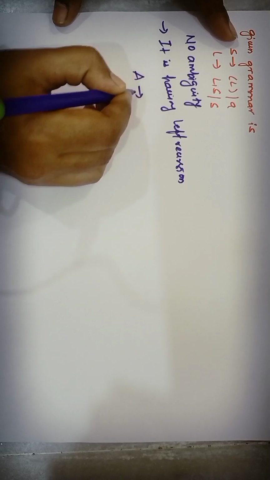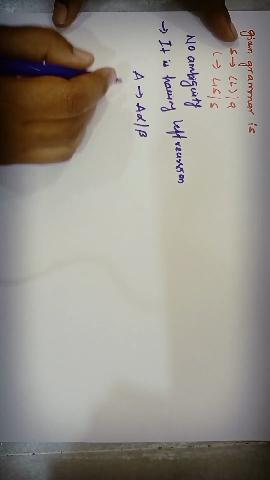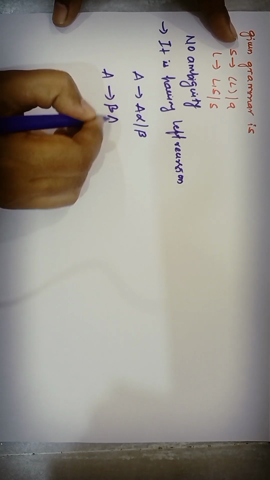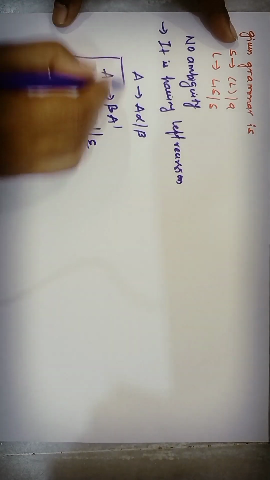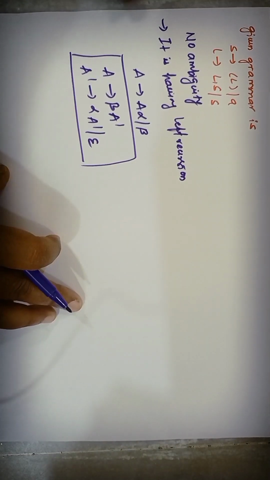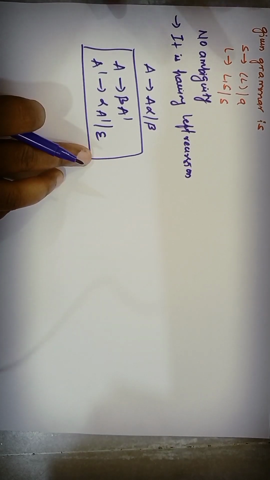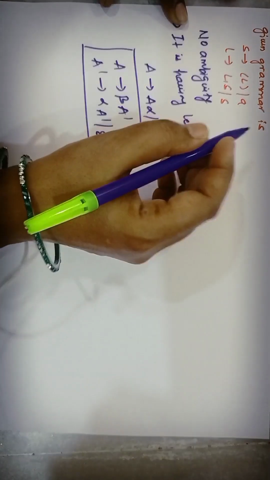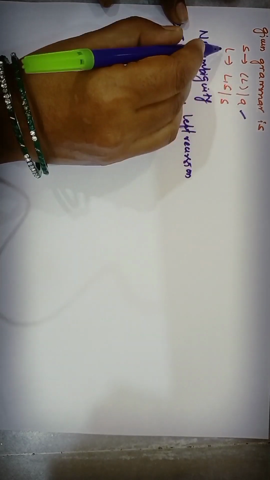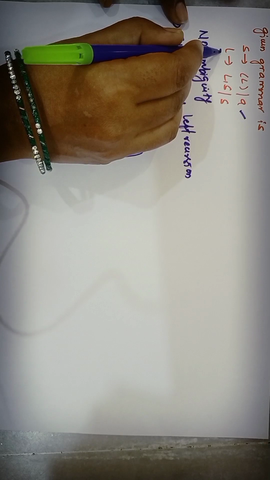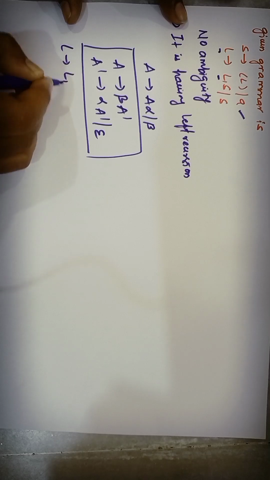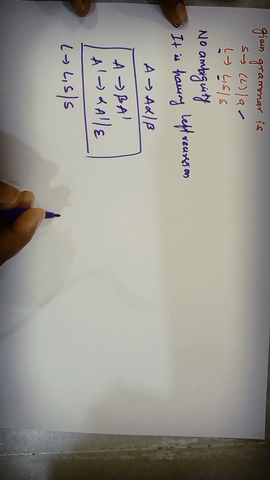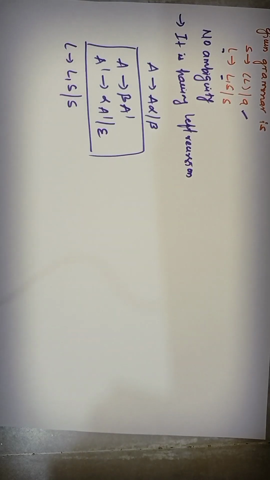To eliminate the left recursion, if we have a grammar like A tends to A alpha or beta, then we write A tends to beta A dash, and A dash tends to alpha A dash or epsilon. This was derived before, when we saw how to eliminate left recursion. In the given grammar, the production has left recursion whenever the non-terminal on the left side is repeated on the right side. So the production L tends to L comma S or S has left recursion, and we have to eliminate that.